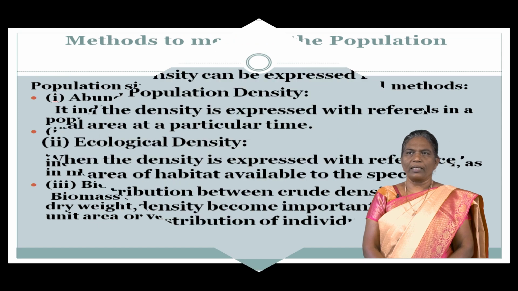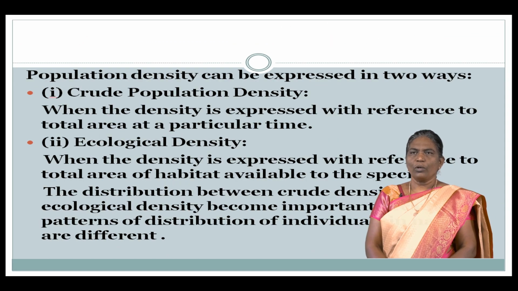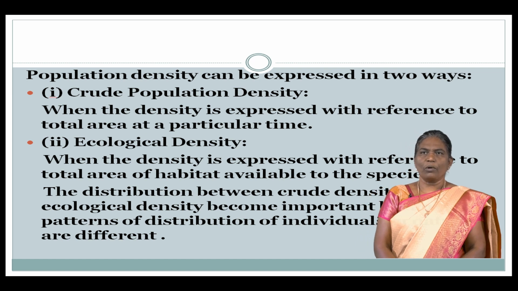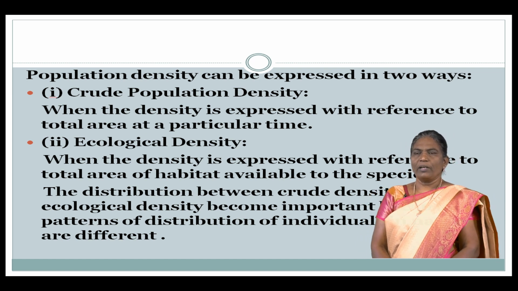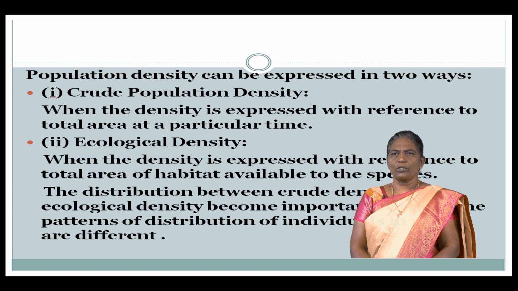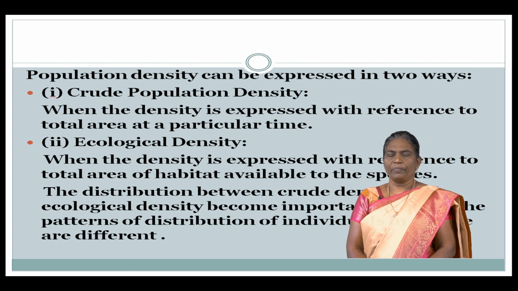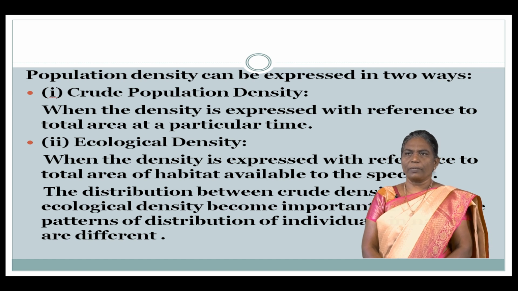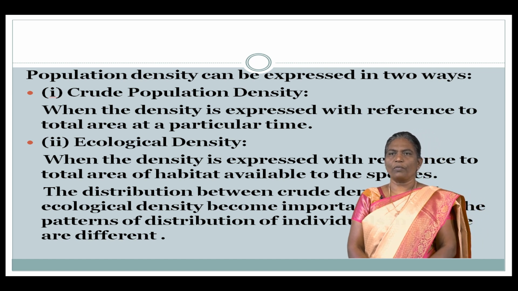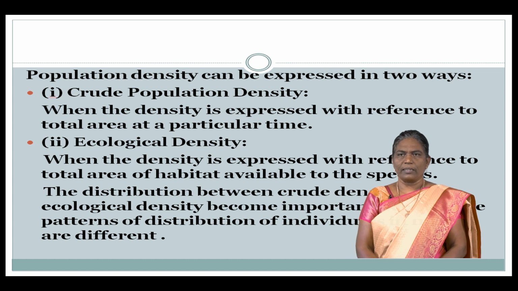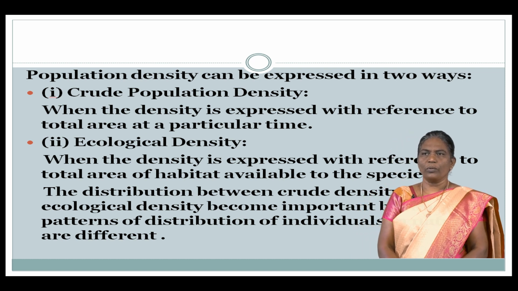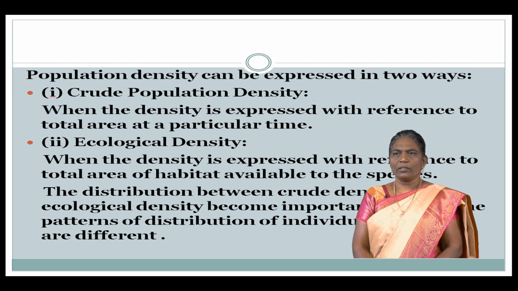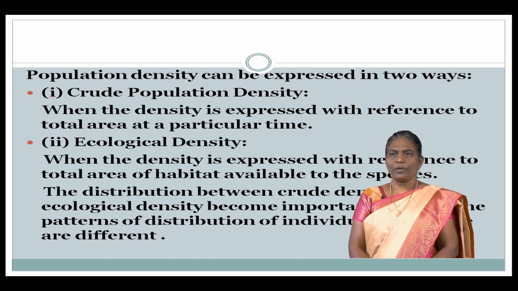Population density can be expressed in two ways: crude population density and ecological density. First is about the crude population density. When the density is expressed with reference to total area at a particular time. The next one is ecological density, when the density is expressed with reference to total area of habitat available to the species. The distinction between crude density and ecological density becomes important because the patterns of distribution of individuals in nature are different.